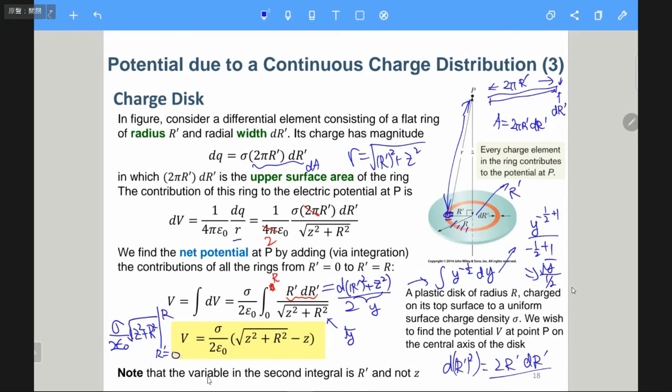Okay, so note that the variable in the second integral is r prime and not z. So this is the expression of the electric potential generated by a charged disk with a uniform charge distribution.